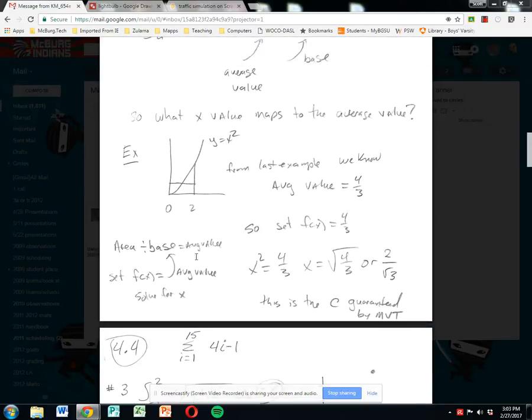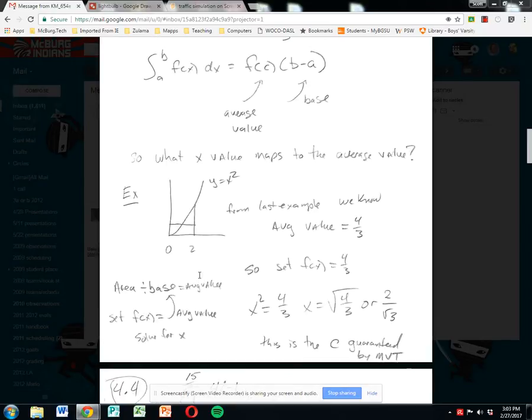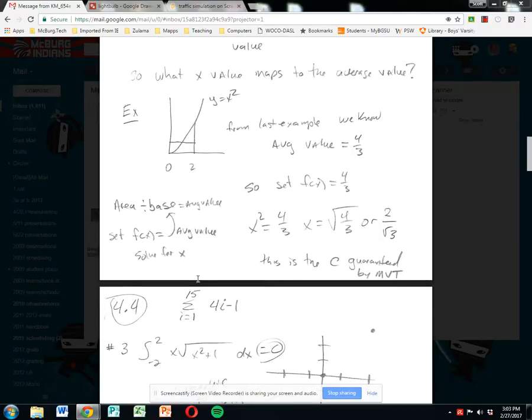And then, since we have the average value, we set the function f of x equal to the average value, and we solve for x. So in this case, our function was x squared. We set it equal to 4 thirds. We take the square root of both sides. So basically, 2 over rad 3 is the c value. And 2 over rad 3 does lie in this interval. All right, and it's the c value guaranteed by the mean value theorem. Okay, we won't hit that much in homework, but we'll see what goes on.